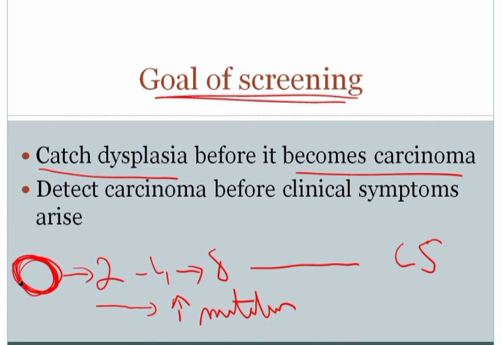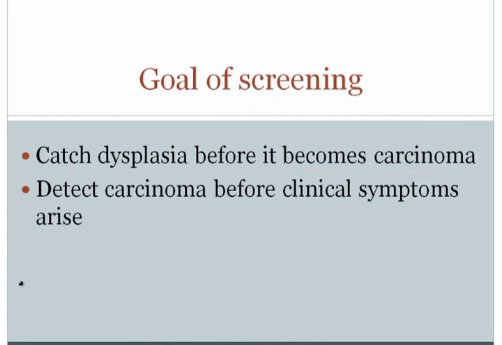And just note that the difference between dysplasia and cancer is that dysplasia has mutations, but it's reversible. But cancer has mutations, and it's irreversible, and it's growing in an unregulated manner. Okay, so that's one goal of screening. It's to catch dysplasia before it becomes carcinoma. Another goal of screening, a separate goal of screening, is to detect carcinoma before clinical symptoms arise.